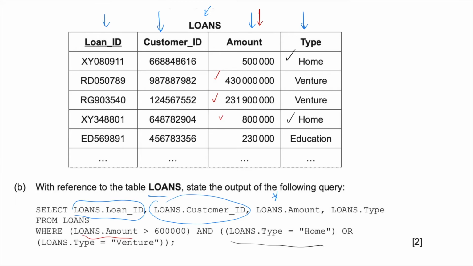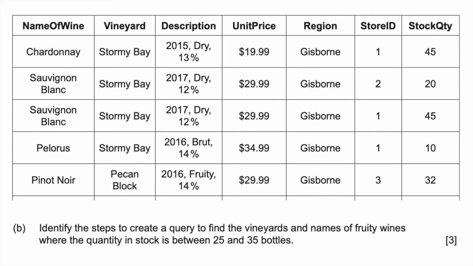Or loans.type equals venture. Okay, so loans.type equals home or loans.type equals venture. So that includes this and this right here. So basically our output would just be, I'm not gonna rewrite it, but it would just be these 3 rows, every single field in these 3 rows, right? So it's just gonna be all of this right here. And I don't actually have the mark scheme for this one for some reason, but this was basically the correct answer. Now to look at our next question, we have a slightly more complicated SQL query.